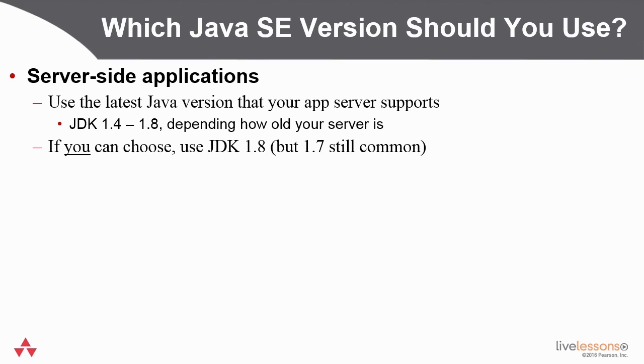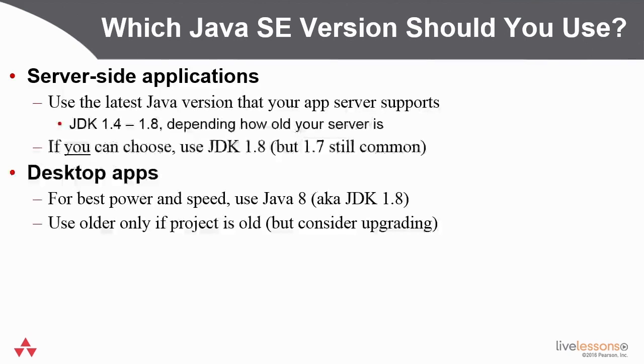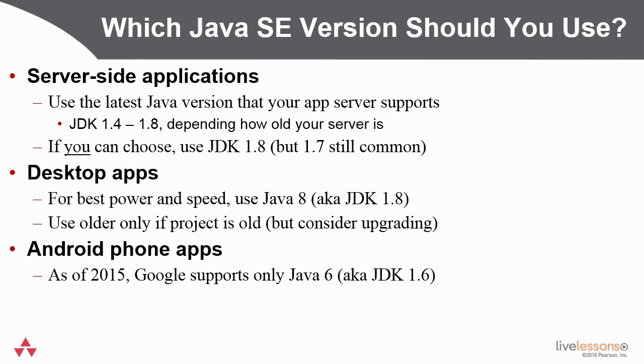So there might be some of the sections that we'll cover here, in particular the lambdas and streams, that you might not get to apply right away. If you're going to do desktop applications, of course you should use Java 8. And for desktop applications, you more or less get to choose the Java version, so always choose Java 8.